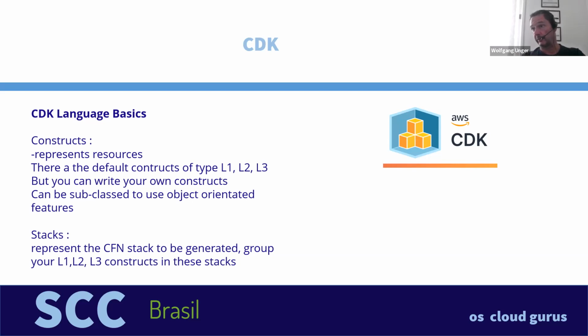You can also, of course, create your own constructs. And as mentioned, you can use your language features of Python or Java or whatever, and create superclasses for your common needs and subclasses for your project, for your branches, for your special cases. And then on the higher level, you have the stacks, which represent in CloudFormation a template or a stack where you include your resources. These stacks are generated with the synthesize command and then deployed on AWS.